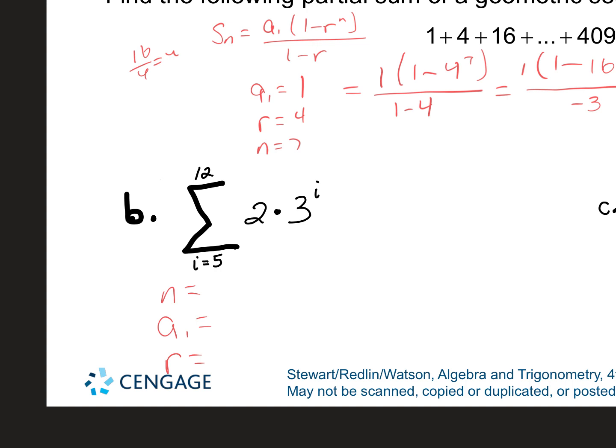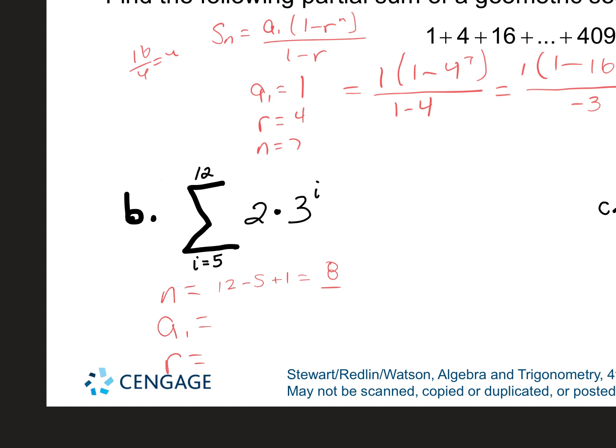How many numbers are we dealing with here? How do you figure it out? 12 minus 5. Top minus bottom. Good. Plus 1. Okay, so 12 minus 5 is 7 plus 1 is 8. So your n value is 8, okay? What is the first term? How do you figure out what that first term is? It's not 5. What do you have to do with the 5? You got to plug it in.